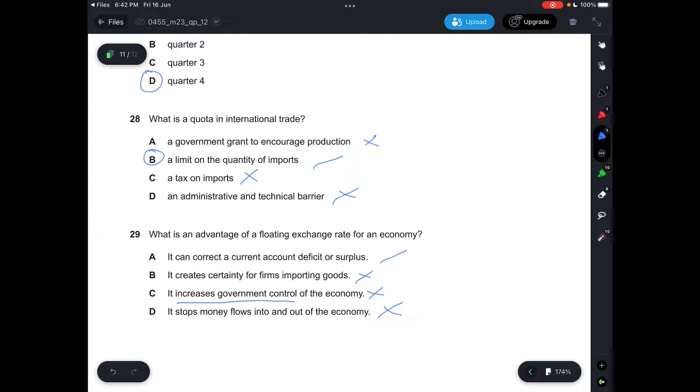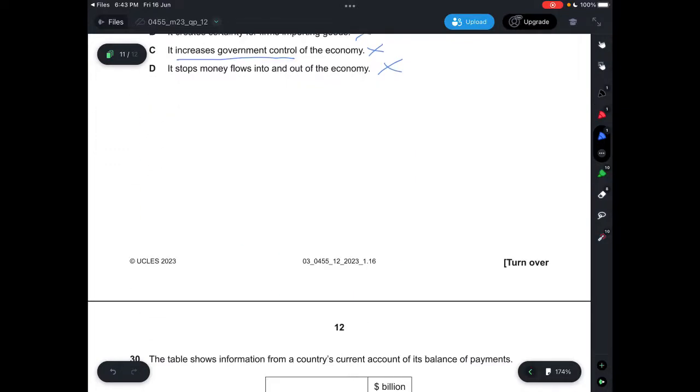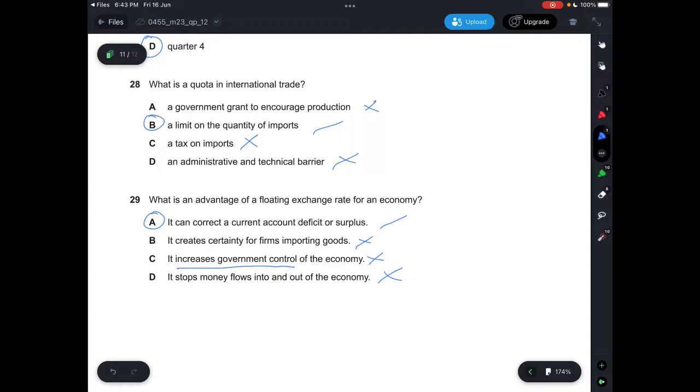If you have floating exchange rate, you actually would encourage money to flow in and out, because if you have a high interest rate, a higher exchange rate, people will end up saving money in your country instead. So D is not correct because of that. And yep, so a floating exchange rate would help to correct a current account deficit or surplus. So answer is A. We can't exactly do that with a fixed exchange rate that well, because your exchange rate remains the same. So let's say if you were to have an increase in demand for your exports, because of the fact that you have the same interest rate, the same exchange rate, it cannot really exactly correct your current account deficit or surplus.